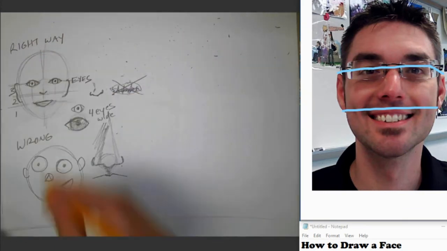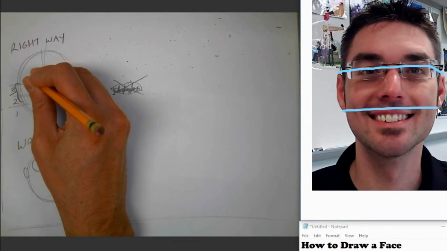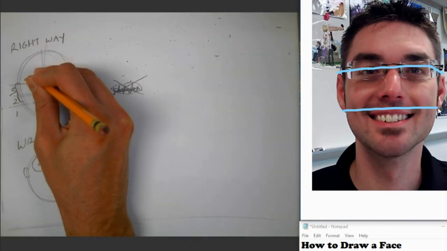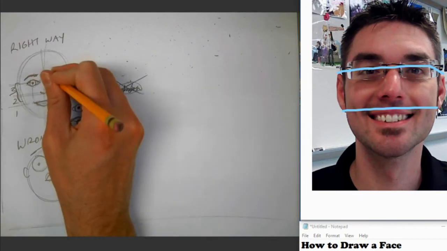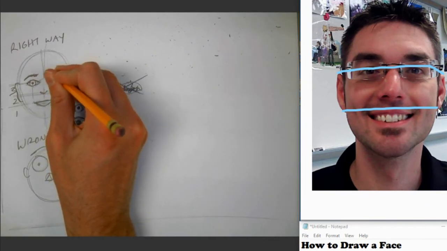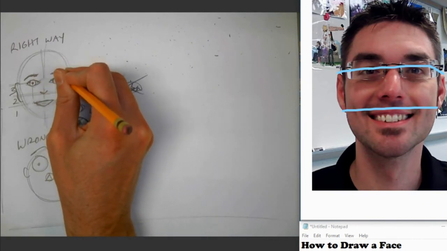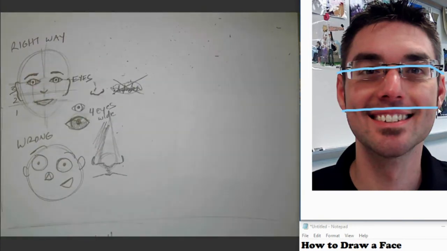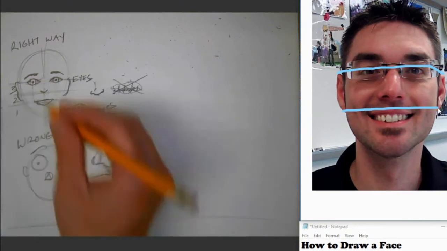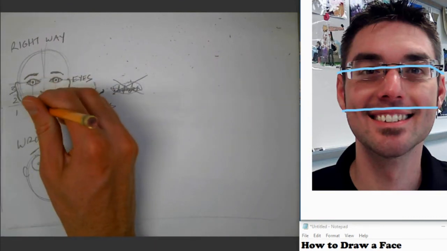Now I need to add eyebrows. And eyebrows are different for every person. Eyebrows should be symmetrical. They follow a curve. They're thicker in the middle, thinner on the ends. Now, if I want to make this look like me, I've got a little goatee here.